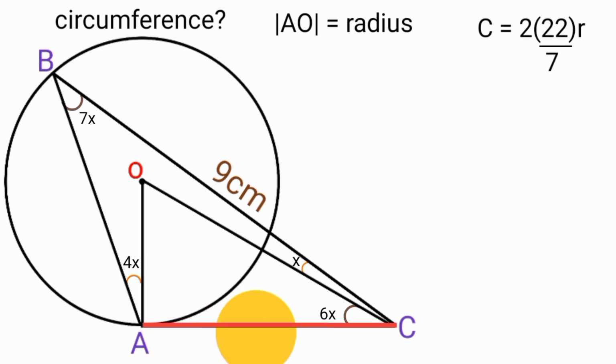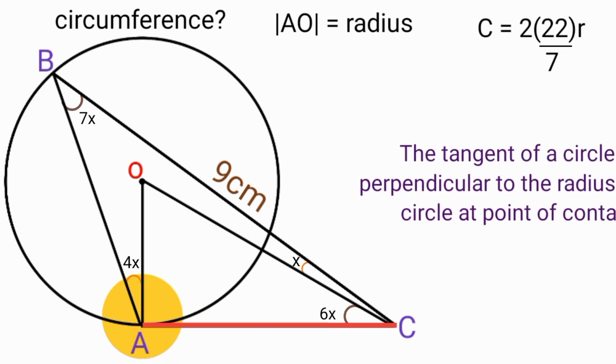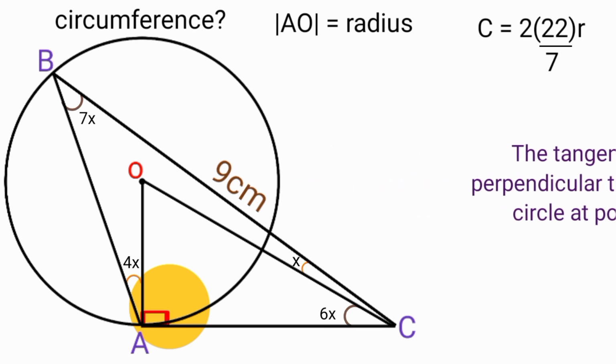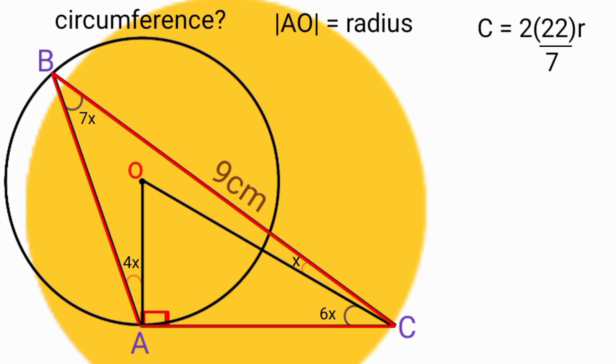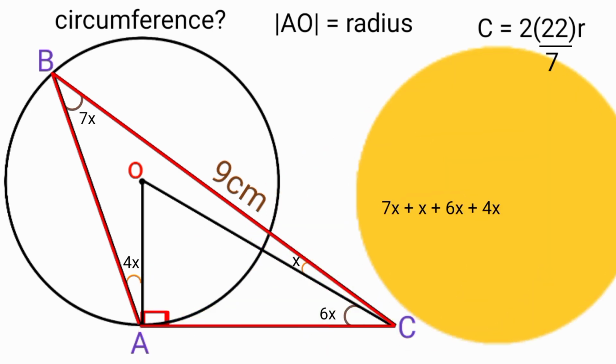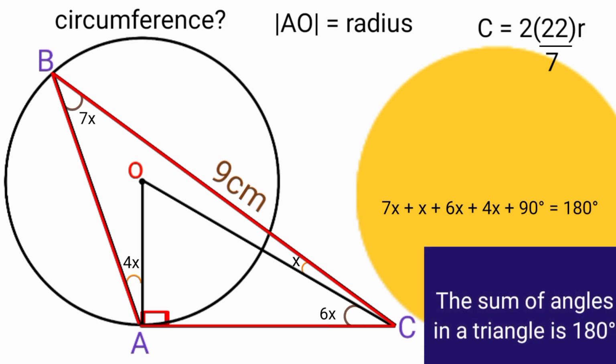So we are still left with this angle here. Since this line AC is a tangent to the circle at A, there is a rule that says the tangent of a circle is perpendicular to the radius through the point of contact. So that means this angle here is a right angle, meaning 90 degrees. Now considering triangle ABC, since this here is 7x and this here 6x and x, and here 4x, this here 90 degrees, we can form an equation that 7x plus x plus 6x plus 4x plus 90 degrees equal to 180 degrees, because the sum of angles in a triangle is 180 degrees.